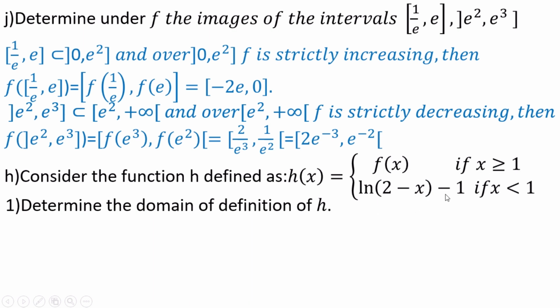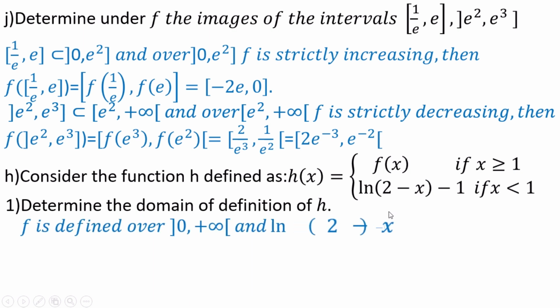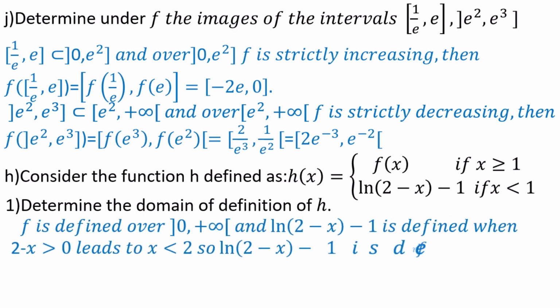For ln(2 minus x) minus 1, 2 minus x should be greater than 0, so x less than 2. For x less than 2, this function is defined. And if x is less than 1, the function is also defined, because 1 is less than 2. So what will be the domain of definition? x greater than or equal to 1 and x less than 1: it is R.